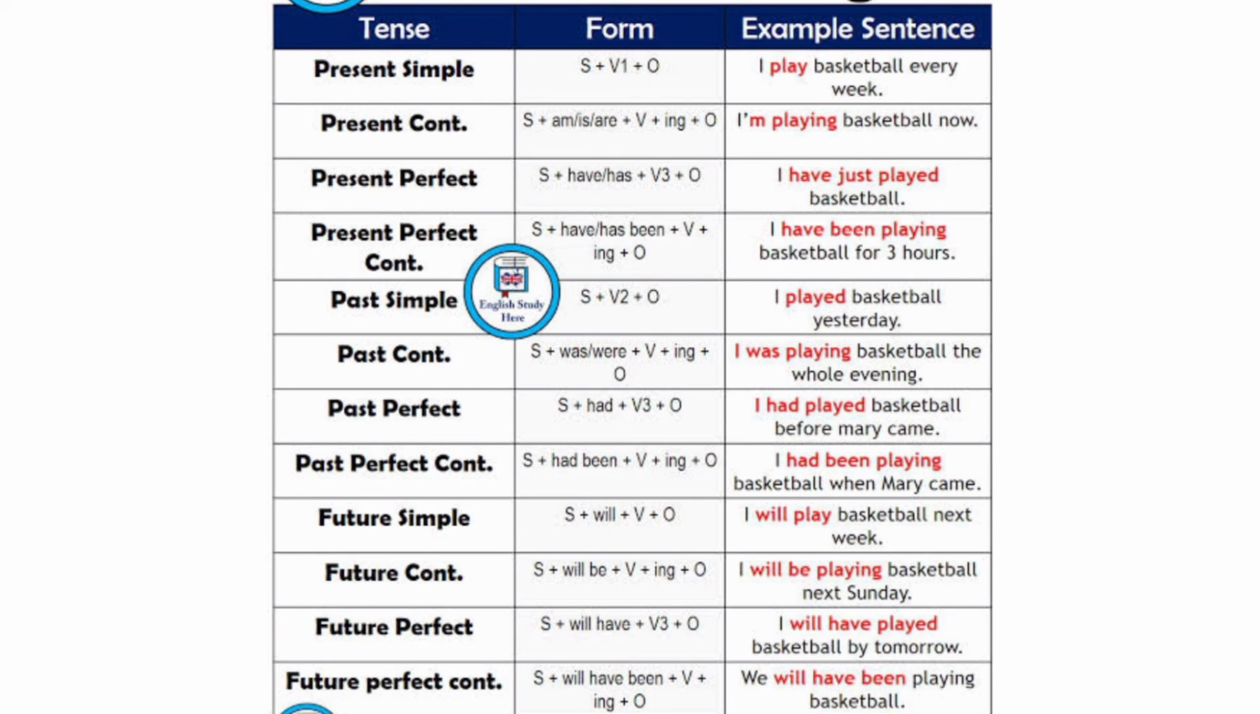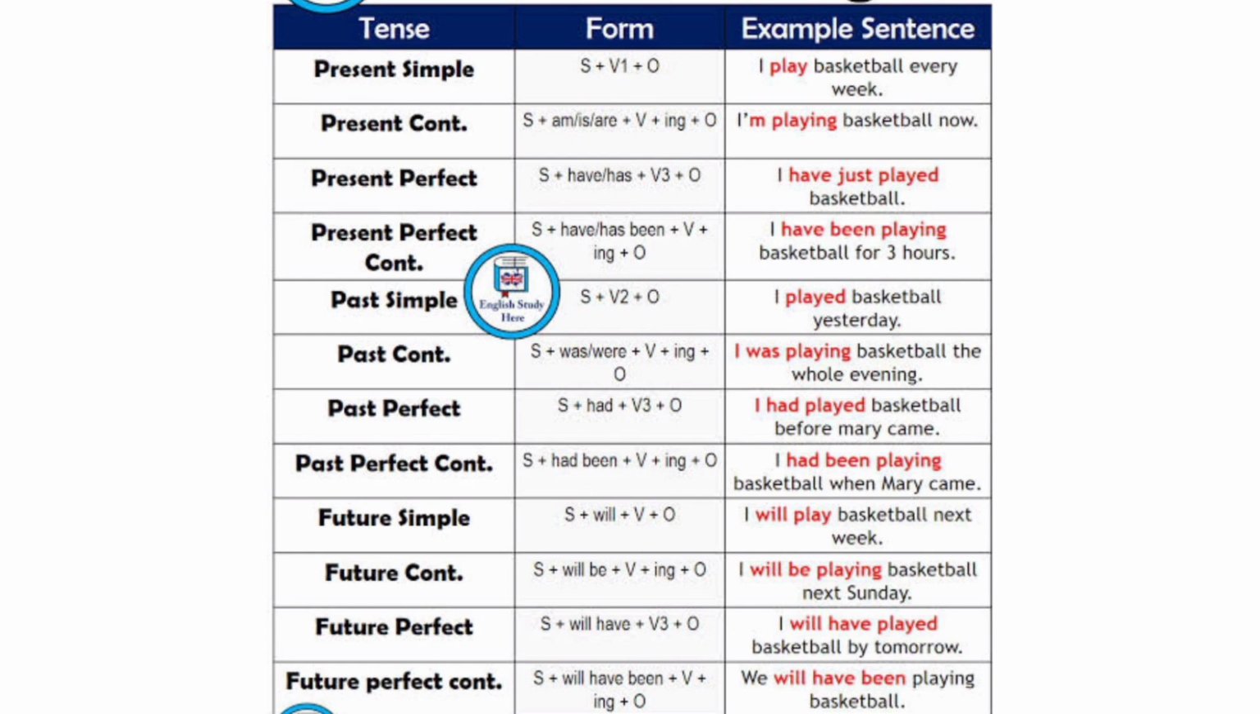The next one is future continuous. The form of the sentence is subject plus will be plus the ing form of the verb plus object. That is, I will be playing basketball next Sunday. Here we have used will be plus the ing form of the verb, that is, will be playing basketball.